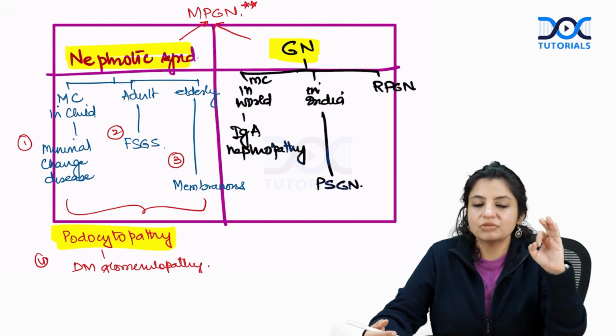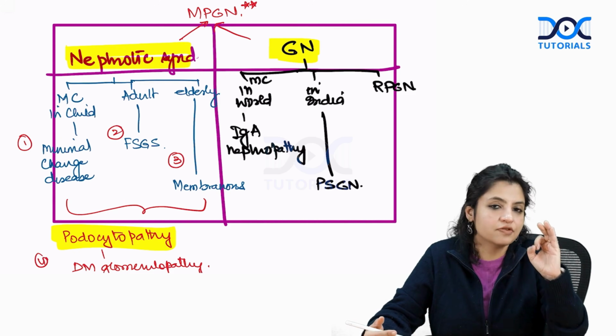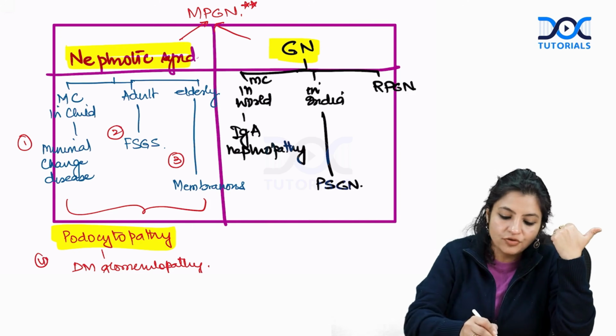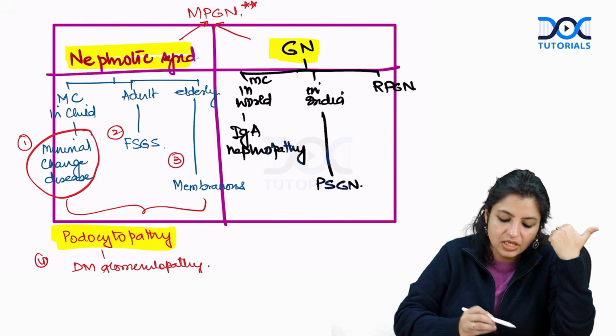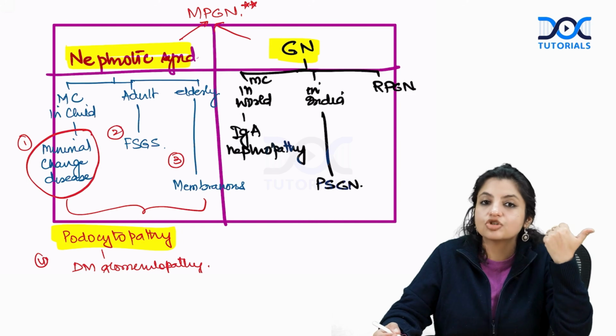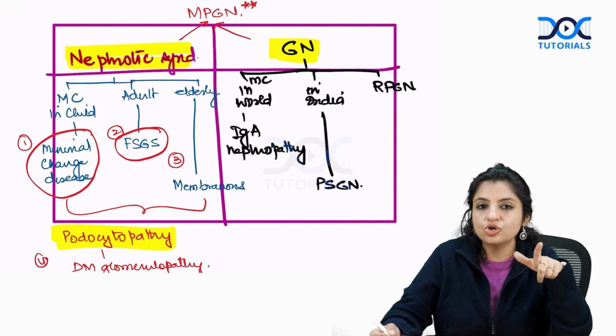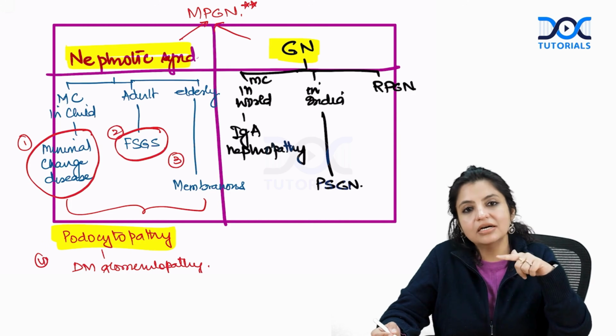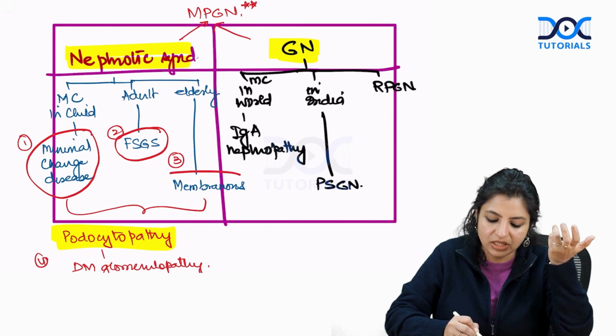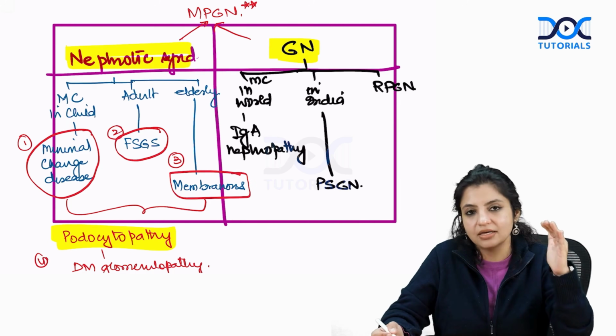If somebody asks you what is the most common cause of nephrotic syndrome in a child, all of you should remember it is minimal change disease. Most common cause of nephrotic syndrome in an adult is focal segmental glomerulosclerosis. Most common cause in the elderly is membranous nephropathy. These are stat questions that they ask you.